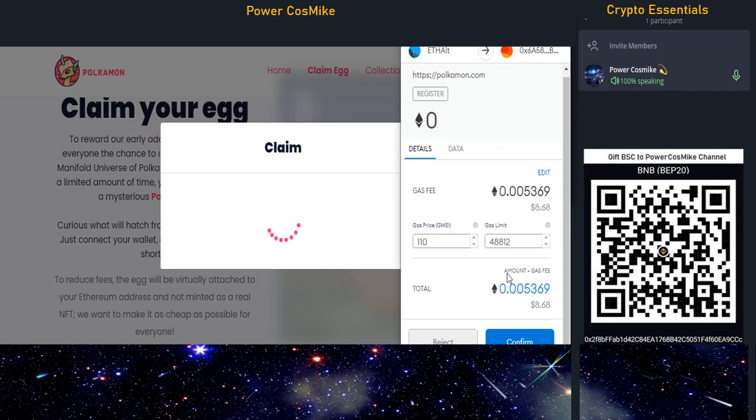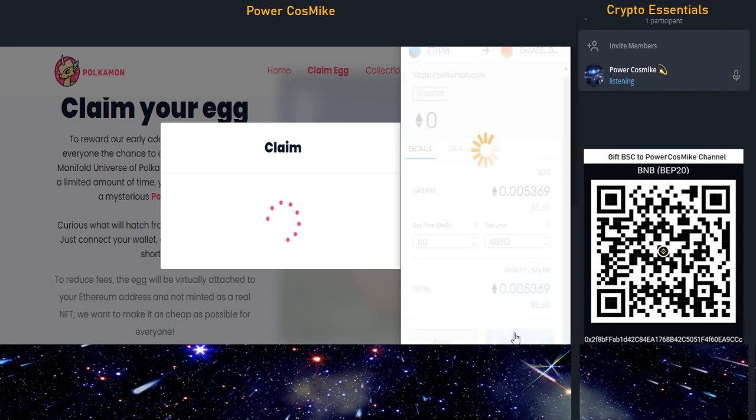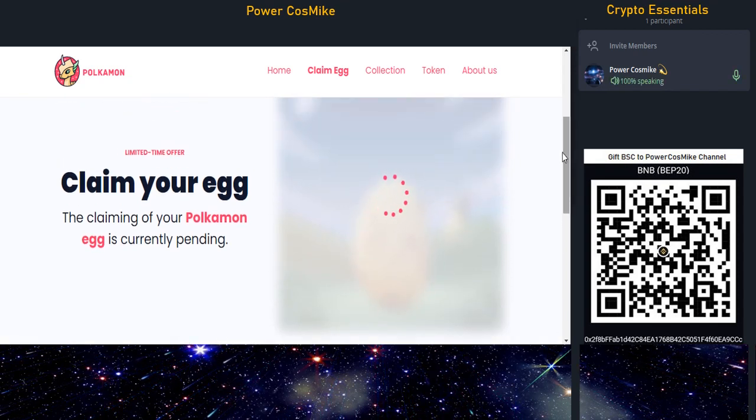So now it's increased my gas cost here. You can see that. And you can see this is where we're interacting with the Polkamon site and this particular wallet and address. So now we want to confirm the transaction. Now the website goes into the process of the claim. So I've submitted a claim for this egg. And now the process is going, and this is where the gas is being used to make this transaction occur. So if you want to see what's happening, you can go back to your wallet.